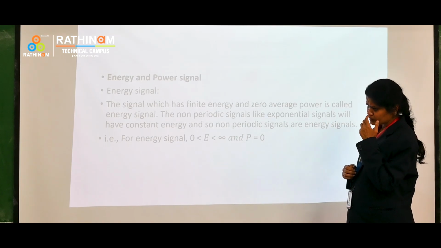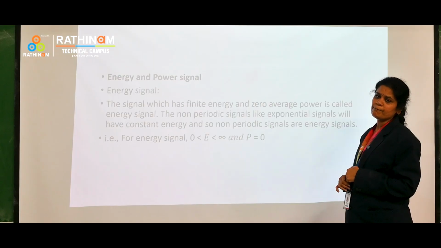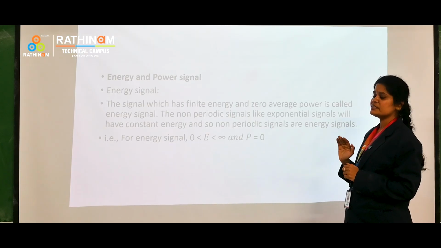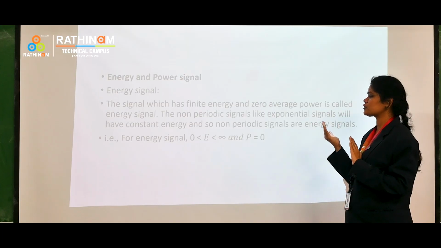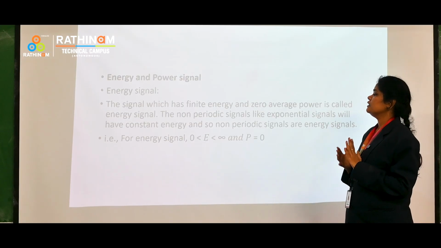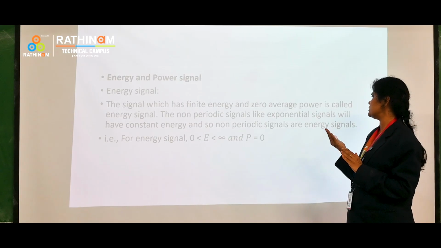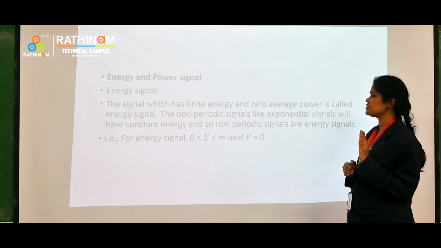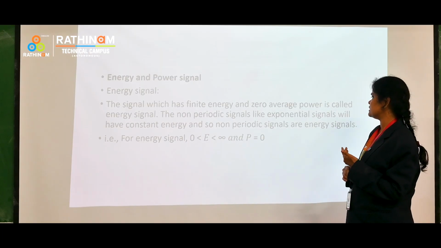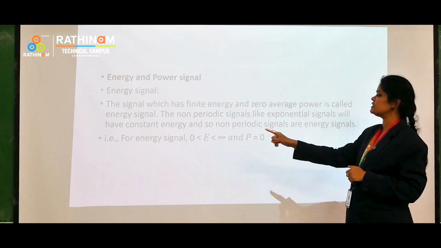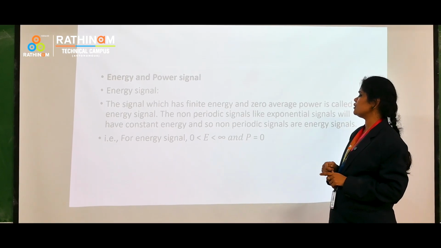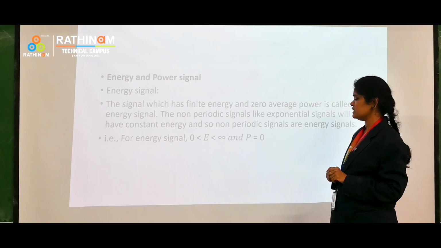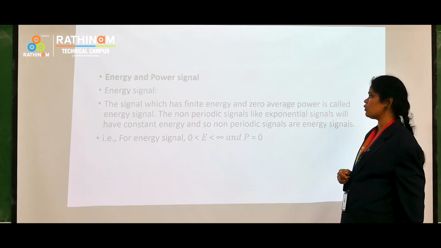So the next topic is energy and power signal. The signal which has finite energy and zero average power is called an energy signal. The non-periodic signals, such as exponential signals, have only constant energy. So non-periodic signals are energy signals if they satisfy the following equation: 0 less than E less than infinity and P is equal to 0.